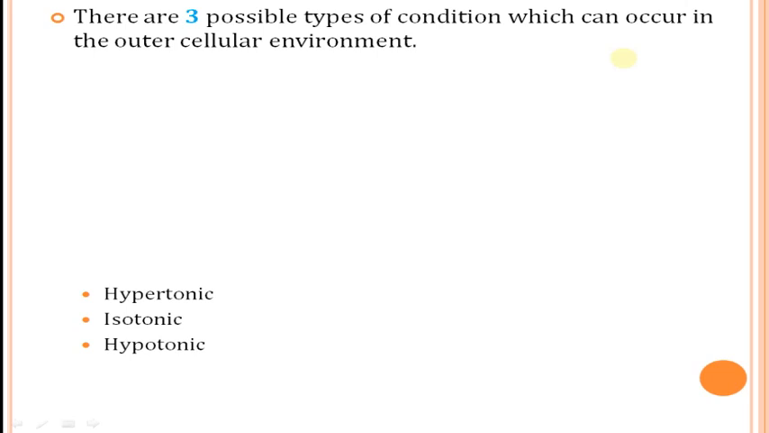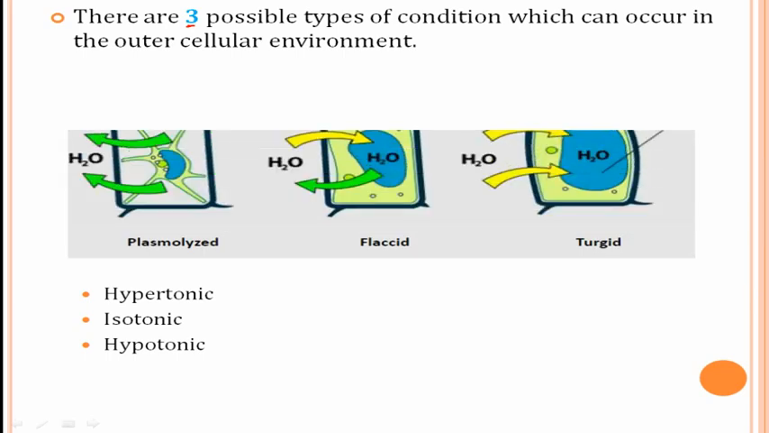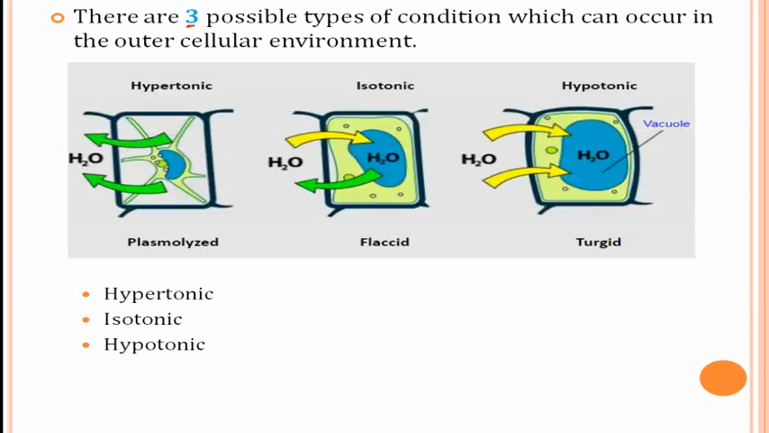Now, we can say there are three possible types of conditions which can occur in the outer cellular environment. Which three types of conditions? Let's see that. Yes, there are these three types of conditions. First is hypertonic, second is isotonic, and third is hypotonic. Just in the previous slide, I mentioned equilibrium. Equilibrium means to have equal concentrations. So let's start with the isotonic condition.